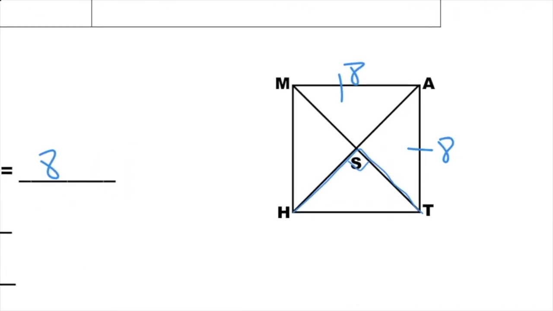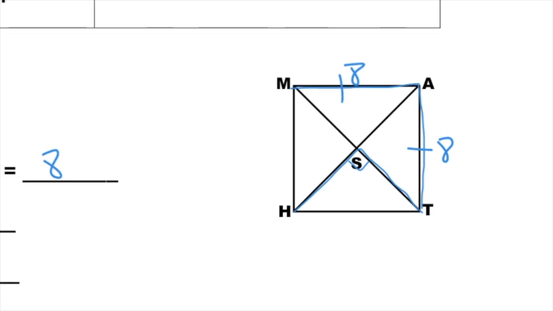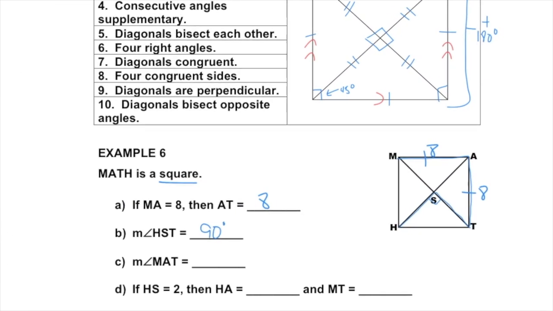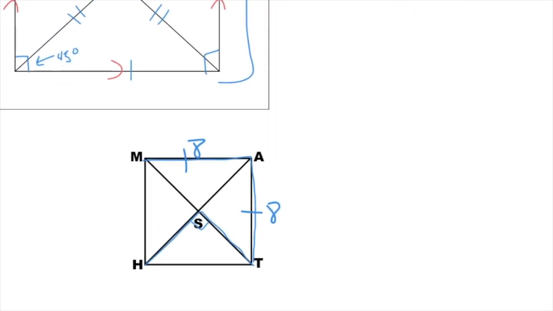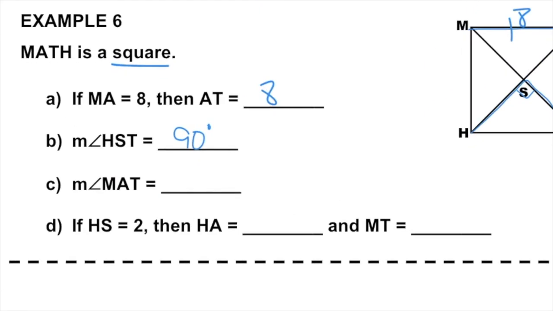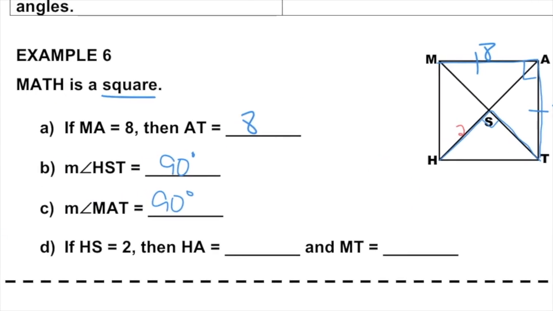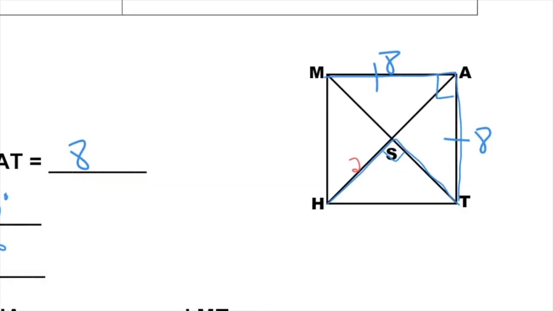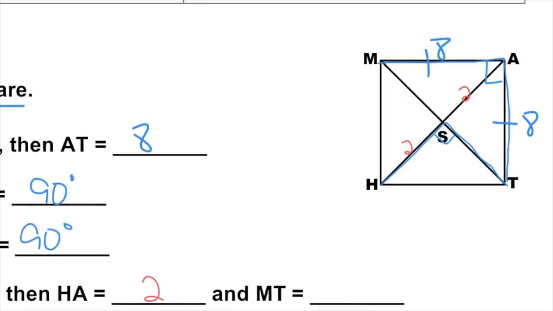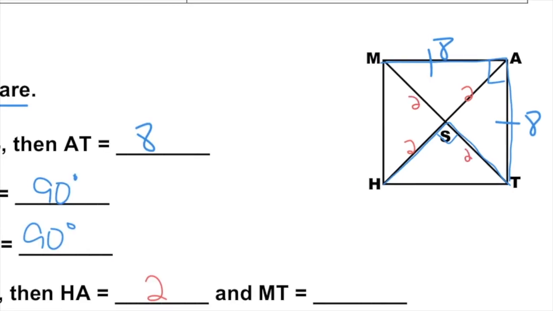Then it says find MAT. If you remember this one, you have 90-degree angles on each corner, so it's 90 degrees as well. Now here it kind of changes it up, and it's talking about the diagonals. It says from H to S is 2. Therefore, from H to A must also be 2. And if those are both 2, so are these. And so from M to T would be 2 plus 2, which is 4. So a lot of the stuff's real consistent, especially with the angles. Just watch out when you do the diagonals and side lengths. Make sure you don't mess that up.